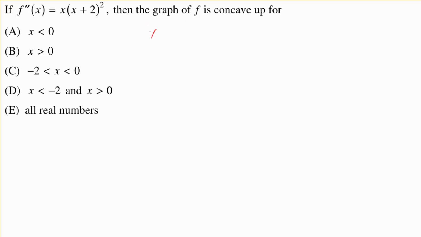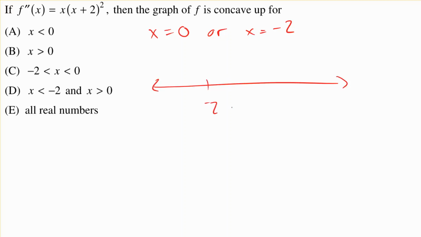If I set that equal to 0, x equals 0, or x equals negative 2. That tells me when it's 0, so it's neither concave up nor down. So let's see if it changes with our second derivative test. Negative 2 and 0, and then we'll just test points.